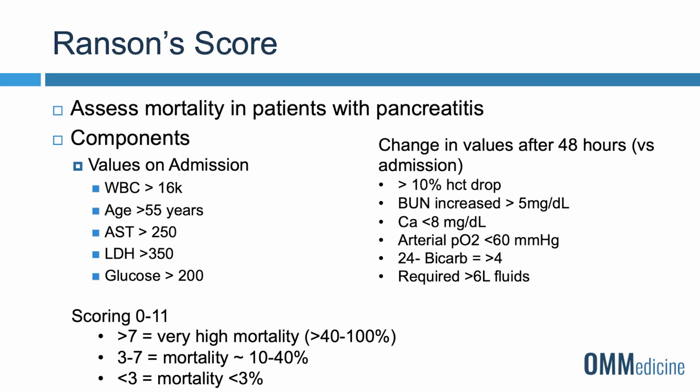Now in terms of scoring, you can range from 0 to 11, and if you have a score less than 3, you have a very low chance of mortality, typically less than 3%. If you have a score between 3 and 7, you have a moderate risk of mortality, typically between 10 to 40%, depending on the source you look at. And if you have a score greater than 7, then you have a very high risk of mortality, anywhere from being greater than 40% all the way up to 100%, depending on what your actual score number is and also what source you look at.